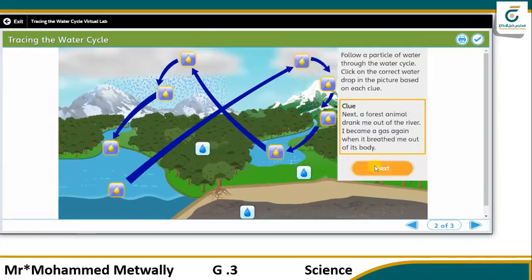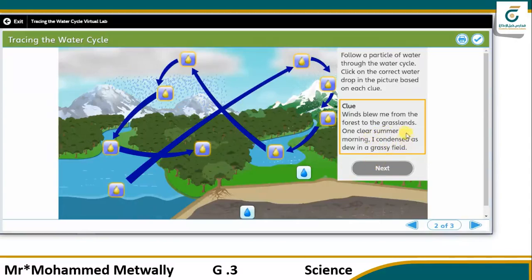Again, another clue is next. A forest animal drank me out of the river. I became a gas again when it breathed me out of its body. So it will be right here. The next clue you can choose: winds blew me from the forest to the grassland. One clear summer morning I condensed.